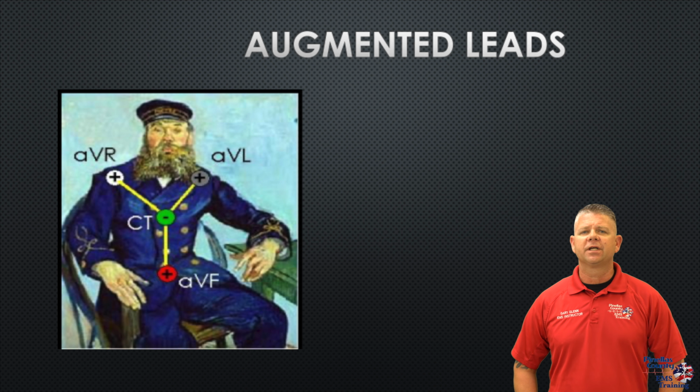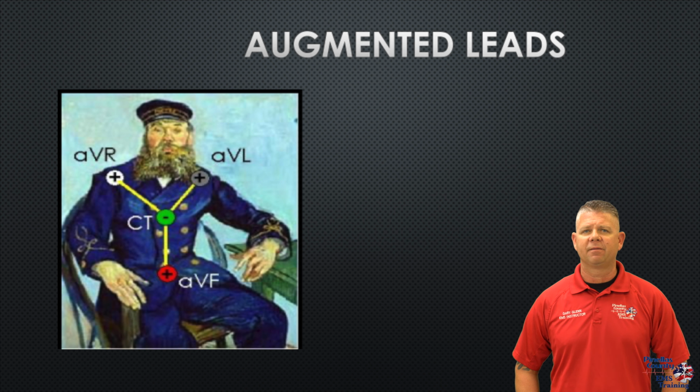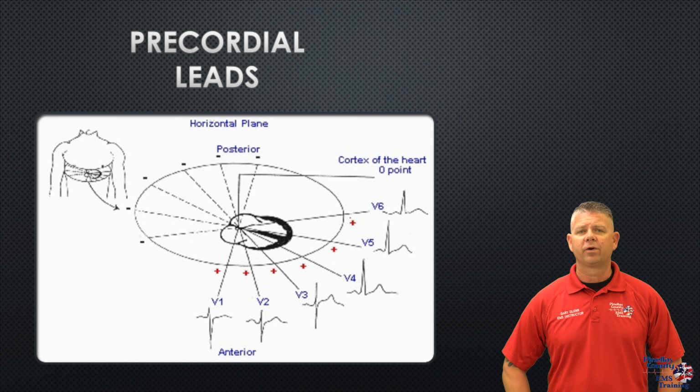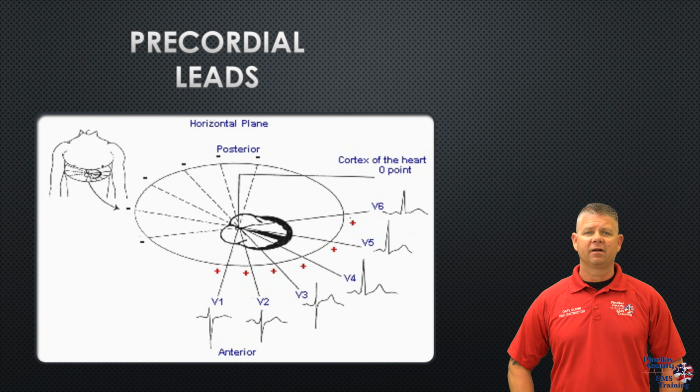The conduction originates from the respective positive lead and moves to the CT, or the center terminal of the center of the heart. Impulse moves from the associated positive lead to the center point. AVR, you should have a negative deflection. AVL should be a positive deflection, and AVF should also be a positive deflection. So let's look at our precordial leads. Precordial leads look at specific areas of the heart.